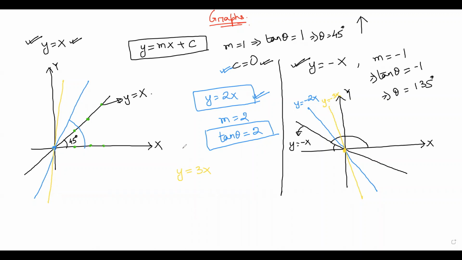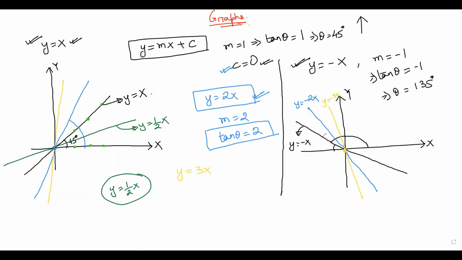So we can see that when we increase the magnitude of the slope, the graph of the line is tilted towards the y-axis. So when we decrease the magnitude of the slope, in that case, the line would be going away from the y-axis. For example, y equal to 1 by 2x graph would be on the right side of this black line, that is y equal to x.